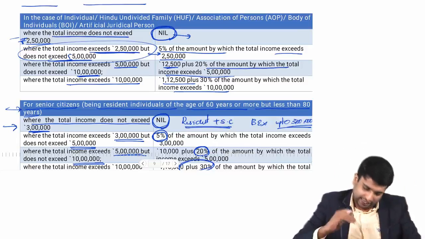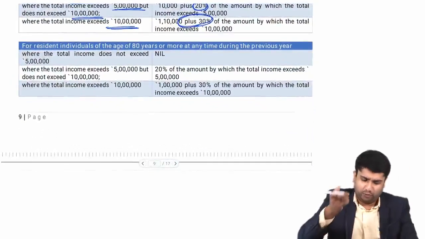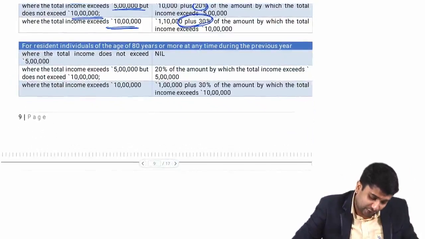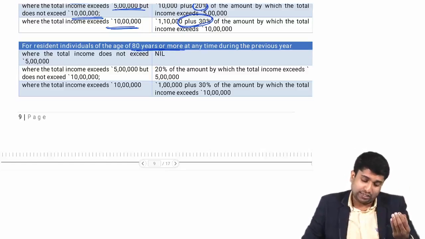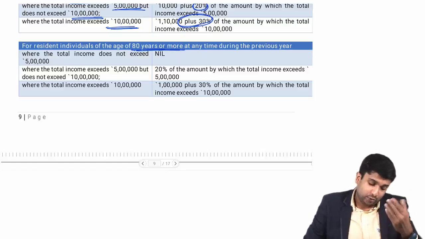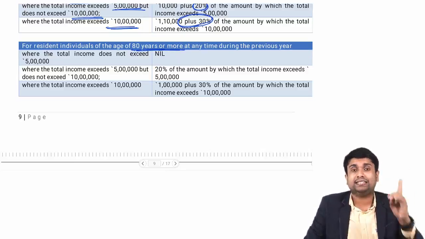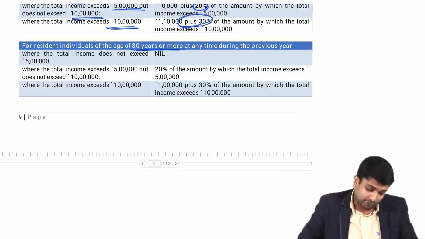Got my point? Again, if you are a resident as well as a super senior citizen, and who is a super senior citizen? A super senior citizen means a person who is at the age of 80 years or more. So if you are aged 80 years or more, then you are treated as a super senior citizen. And if you are a super senior citizen plus a resident in India, then what is the rate of taxes applicable to you?